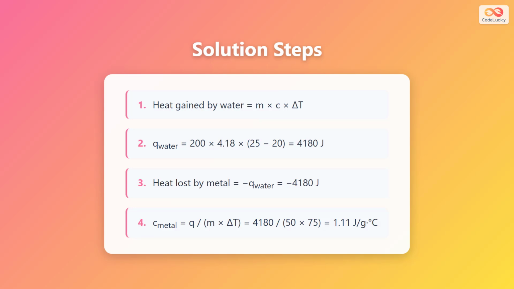Let's solve this step by step. First, we calculate the heat gained by water using the formula, mass times specific heat times temperature change. This gives us 200 times 4.18 times the quantity 25 minus 20, which equals 4,180 joules. Second, by the principle of calorimetry, the heat lost by the metal equals negative 4,180 joules. Third, we rearrange our formula to solve for the metal's specific heat capacity. Fourth, substituting our values, we get 4,180 divided by the quantity 50 times 75, which equals 1.11 joules per gram per degree Celsius.